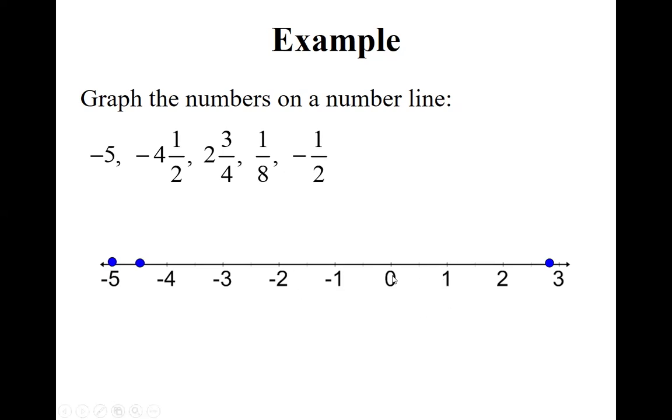1/8 is between 0 and 1, but much closer to 0 than it is to 1. We can imagine it's divided up into 8 equal pieces, and we're just marking the first. And then -1/2. Don't go between -1 and -2. That would be a mistake. 1/2 is between 0 and 1, so -1/2 is between 0 and -1. Halfway in between.